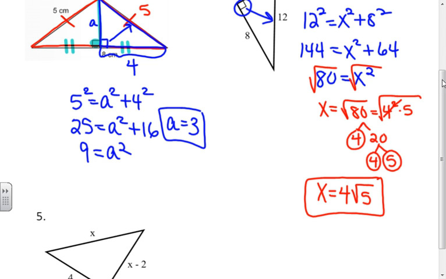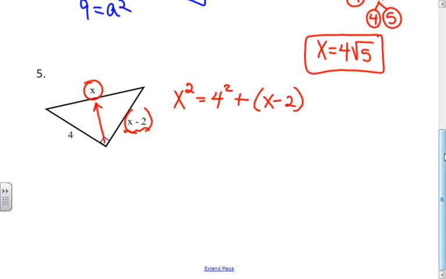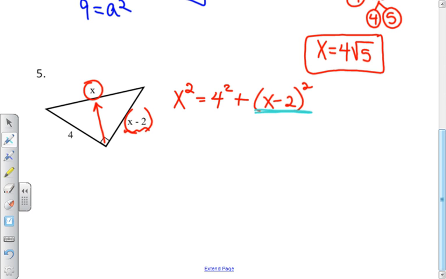So we have one more example on this page, and it has something crazy like an expression. So we still set everything up the same. Here is my hypotenuse. X squared is equal to 4 squared plus, this is a single number, so get those parentheses around, the quantity squared. Now that means here I need to FOIL.